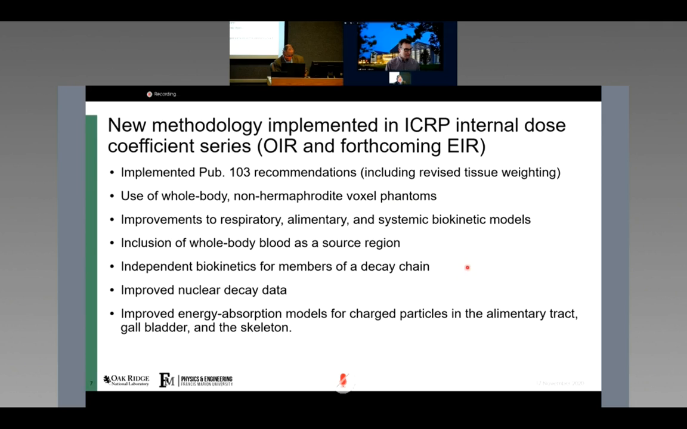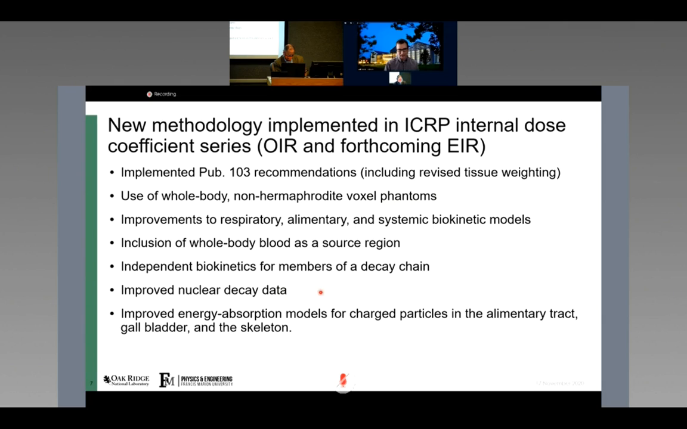Independent biokinetics for members of a decay chain. This is one of my favorite improvements. Prior to this, when we had a decay chain and an intake of the parent of that chain, progeny were treated as having the same biokinetics as the parent. And of course, that's not accurate. So now for the first time, we have biokinetic models for progeny members which are independent of the parent. So the progeny member now behaves like the progeny should when it's born in the location that the parent takes it.